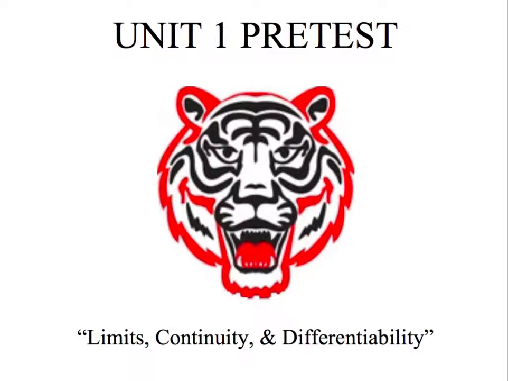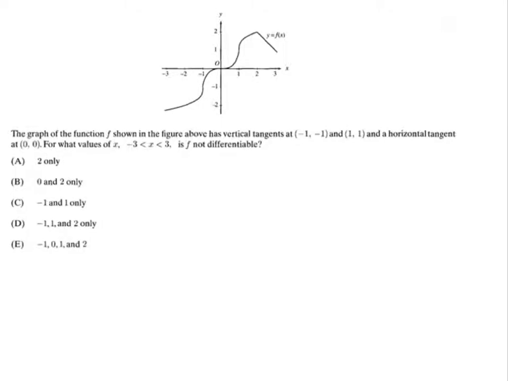All right, this is going to be the solutions to the Unit 1 pretest for AP Calculus AB. This is going to be on limits, continuity, and differentiability. All right, so the first problem, and I should label these, this is problem number 1.